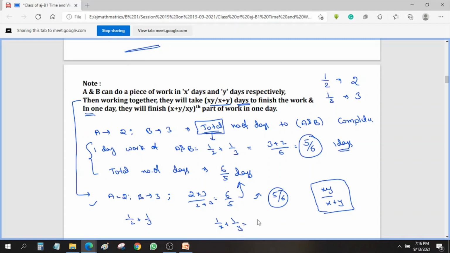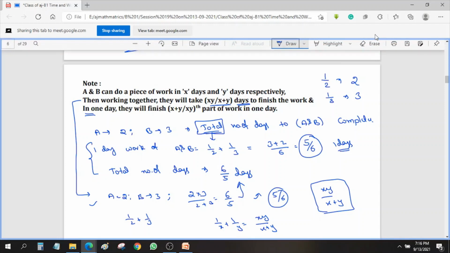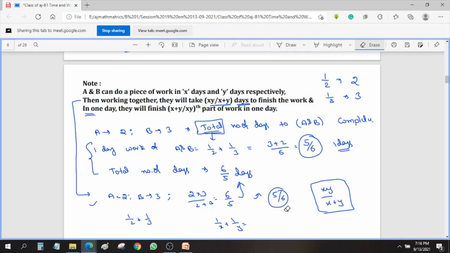1 by X plus 1 by Y is what? XY by X plus Y. Okay, so it's not XY by X plus Y. Give me a minute. It is x plus y by xy, or else y plus x by xy. This is again the same.